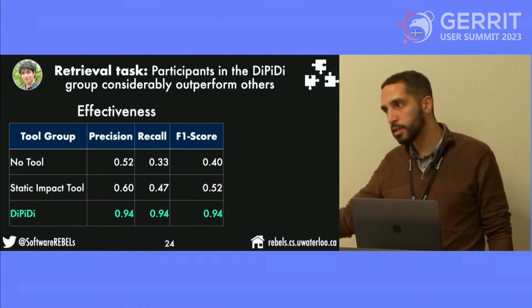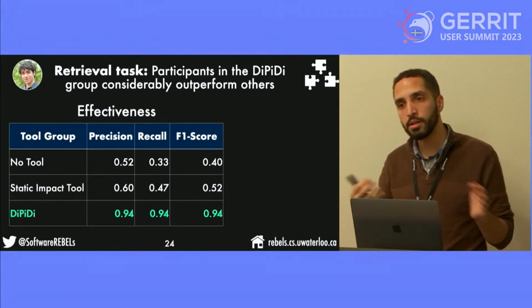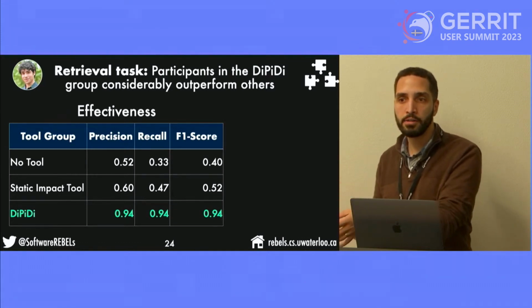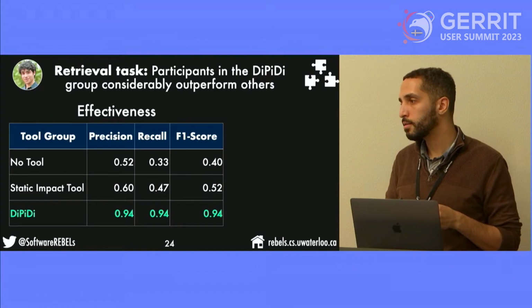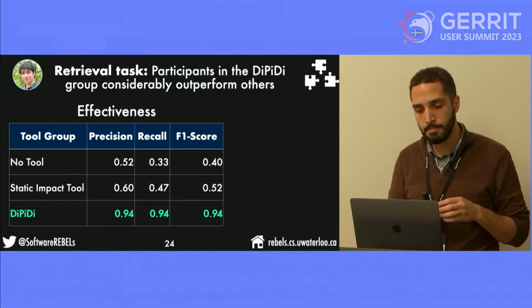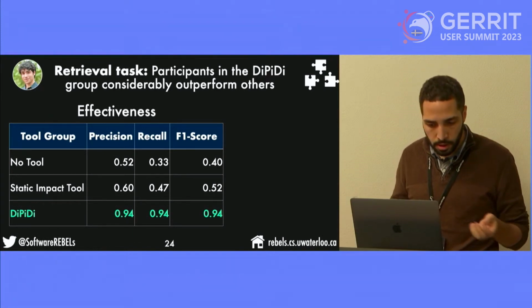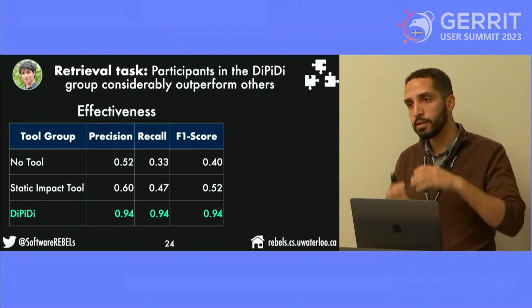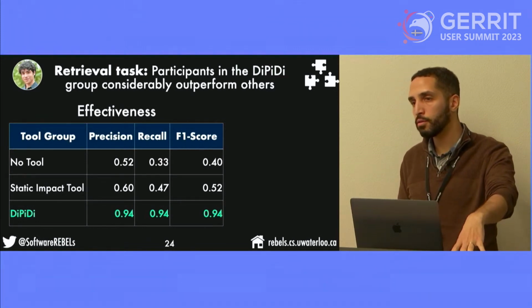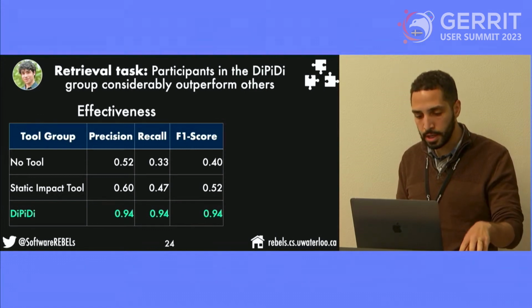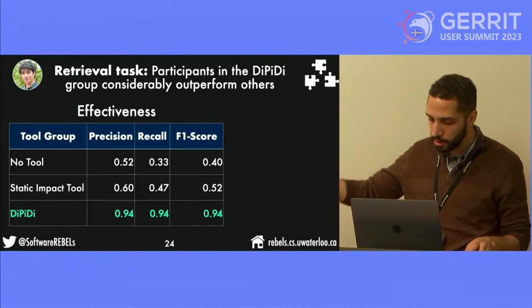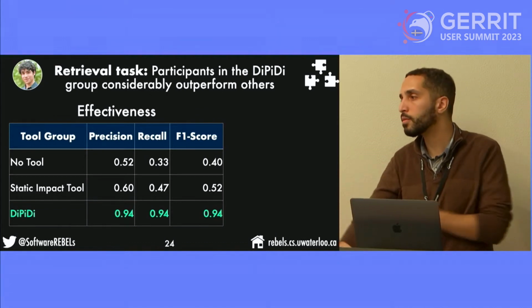Now, recall is the other measure we often use in information retrieval. It says, of all the things you should have found, how many did you find? So in terms of recall, we find the no tool group finds about 33% of the truly impacted deliverables. The static analysis goes up to about 50%, a little bit under. And then with DPD, we find almost all of them, 94% again.